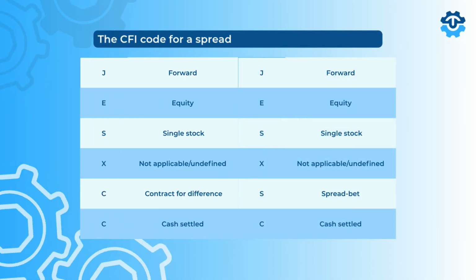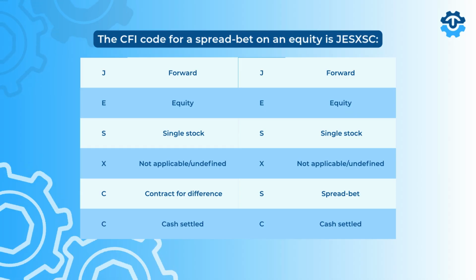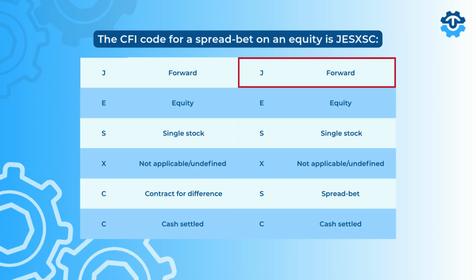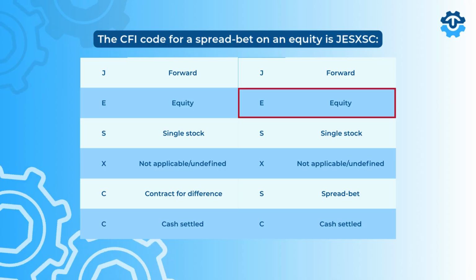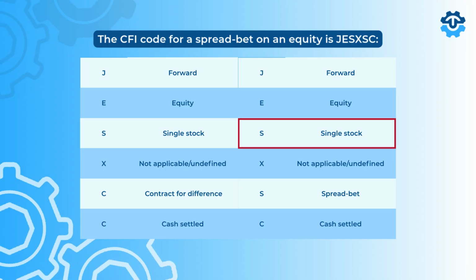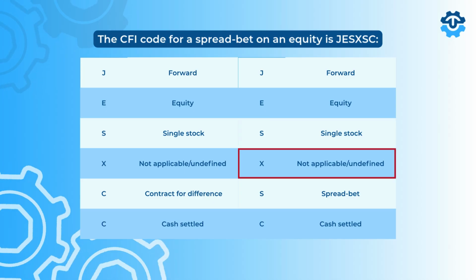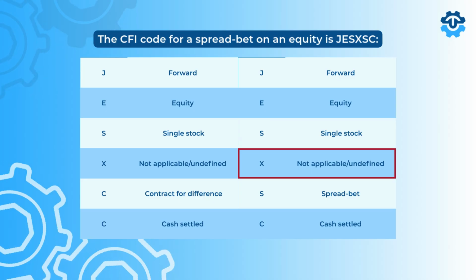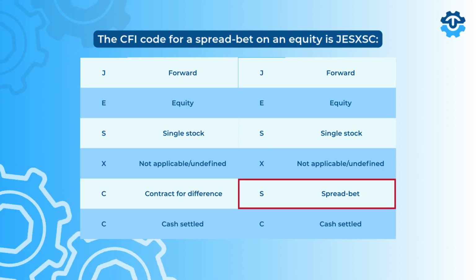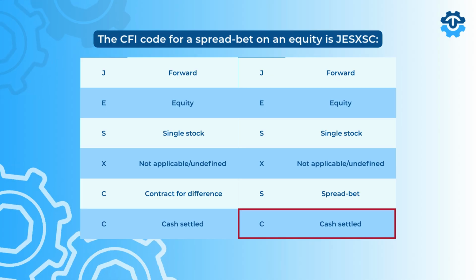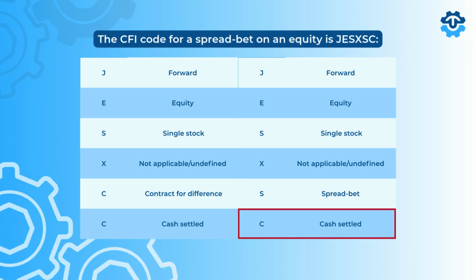The CFI code for a spread bet on an equity is JESXSC. J stands for forward. E stands for equity. S means single stock. X is not applicable or undefined. S represents spread bet. And the final C means cash settled.